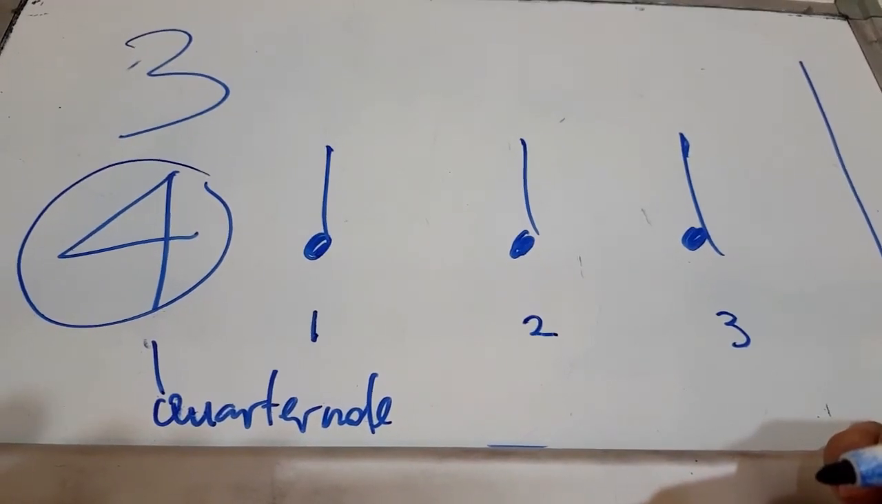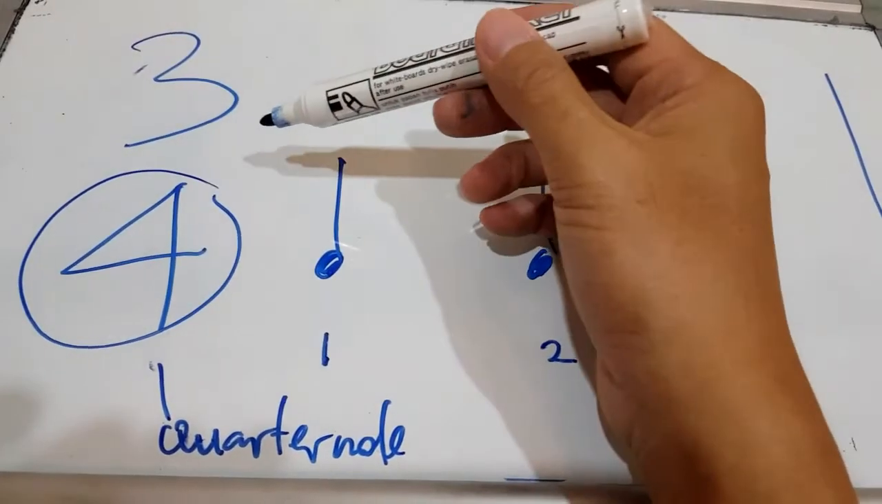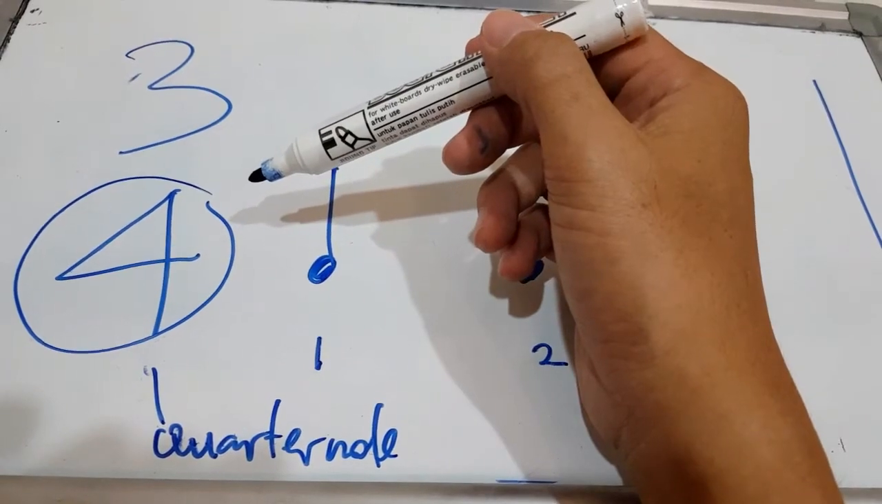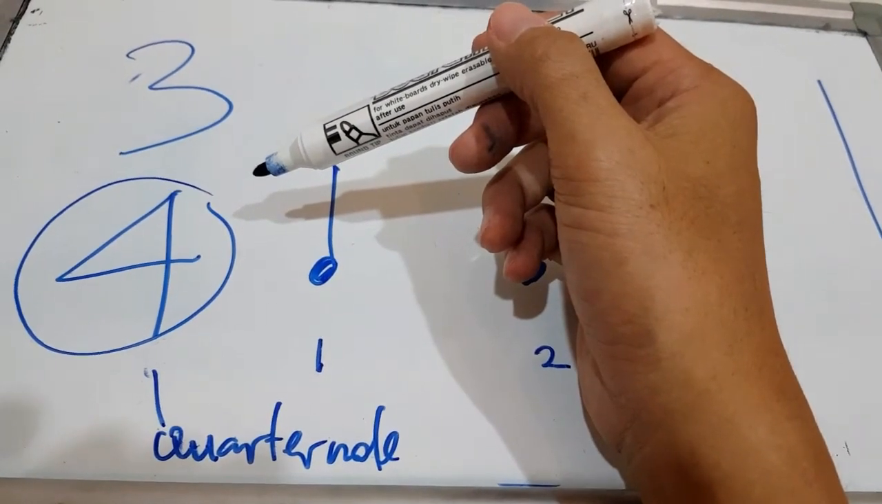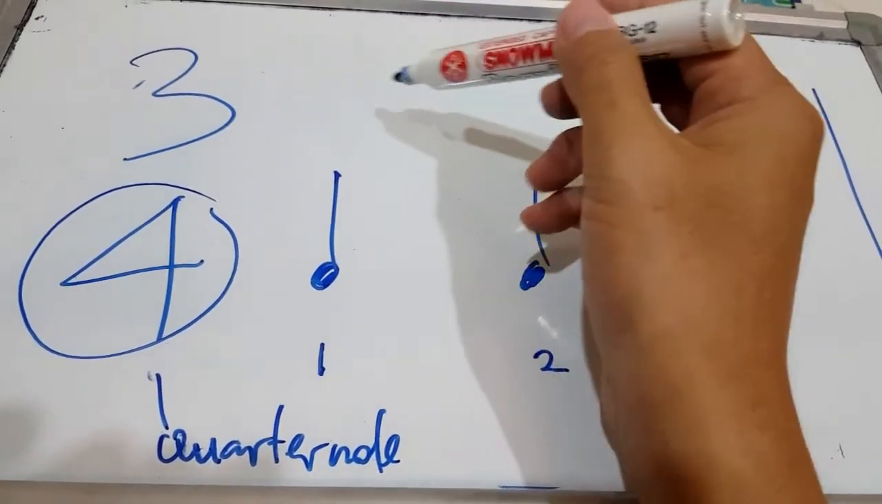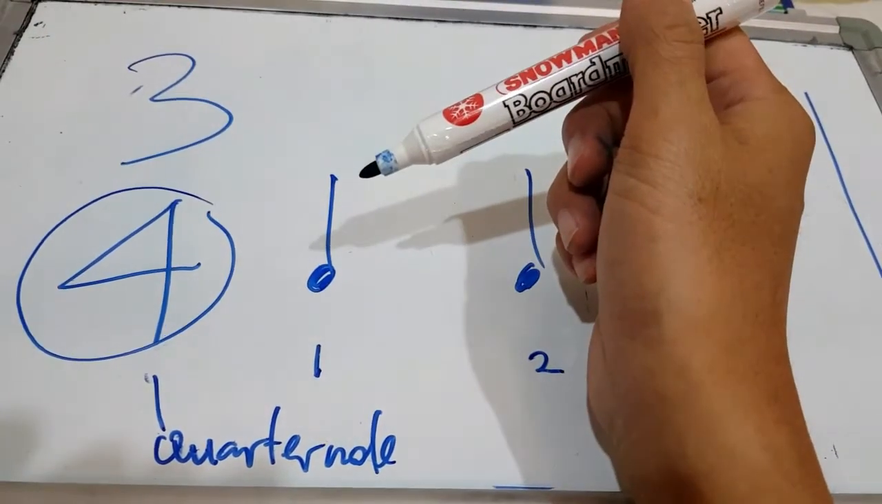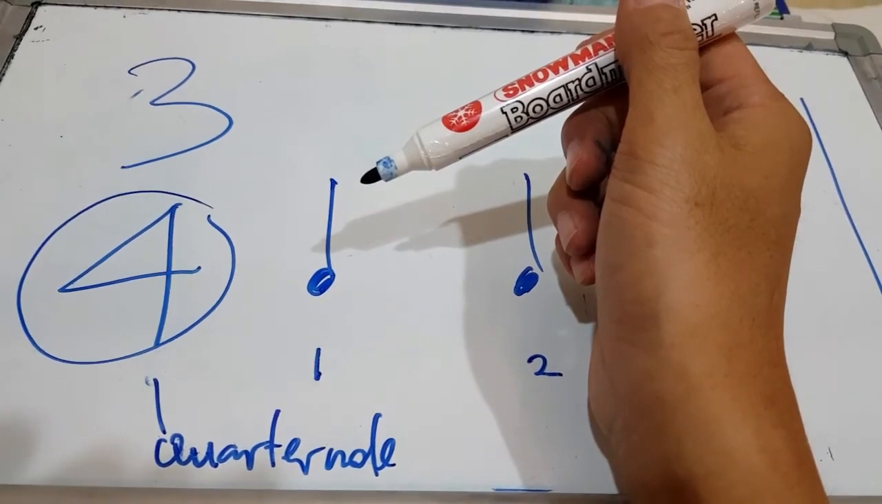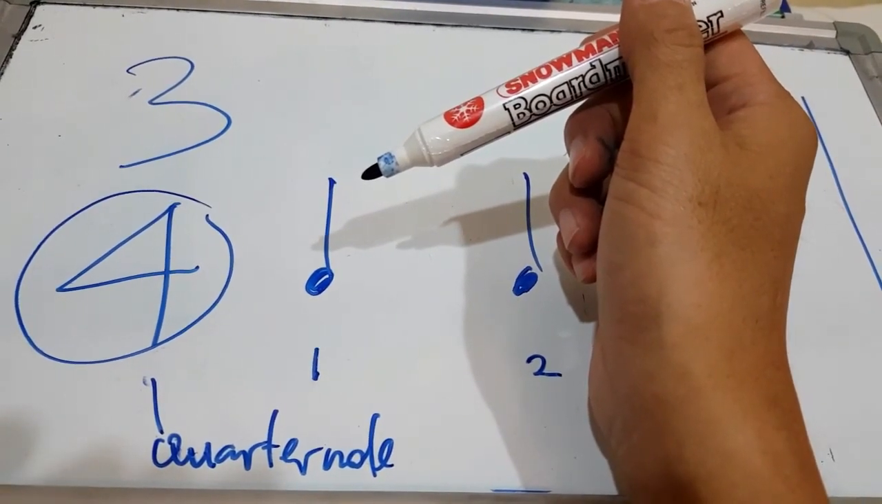Maybe you can check out a song like Lavender Blue. Lavender Blue is in 3/4 time signature. Or My Favorite Things.